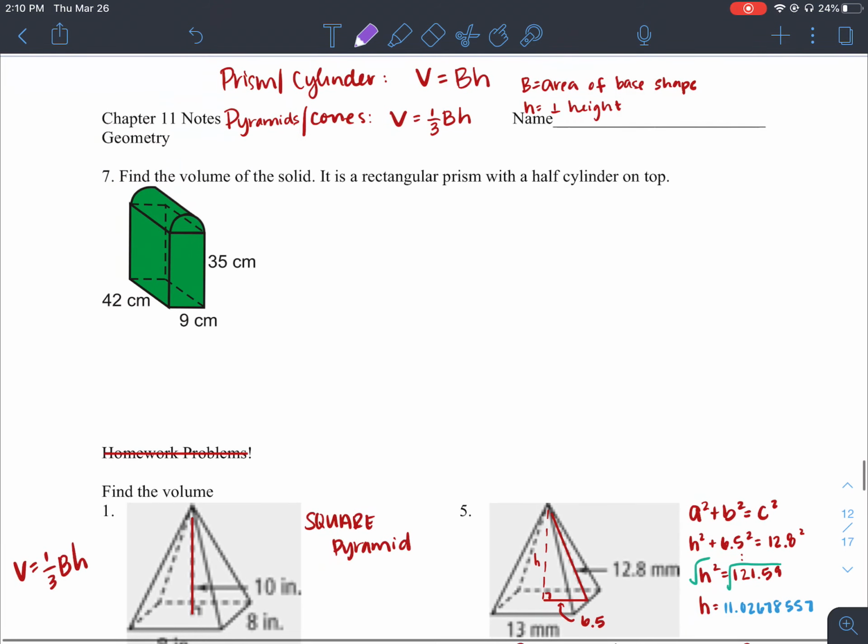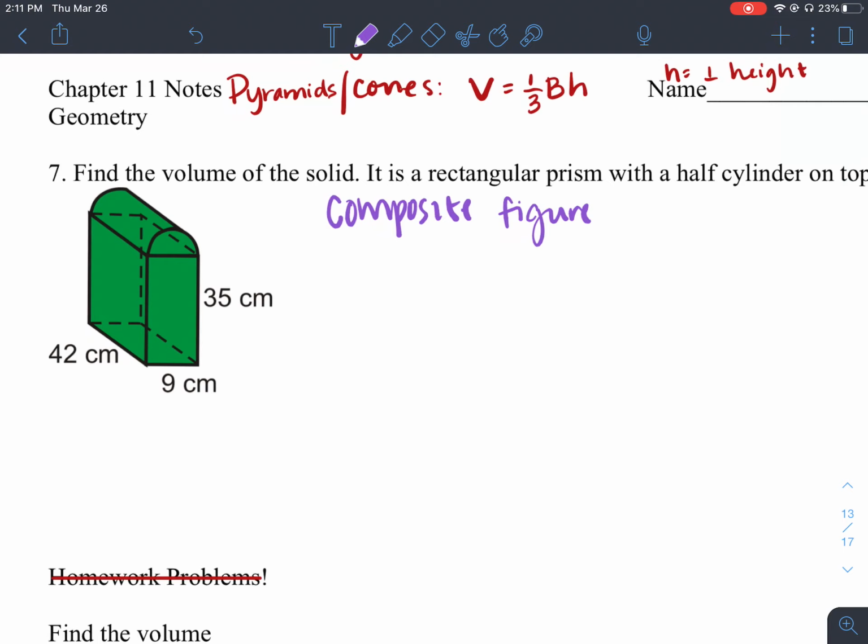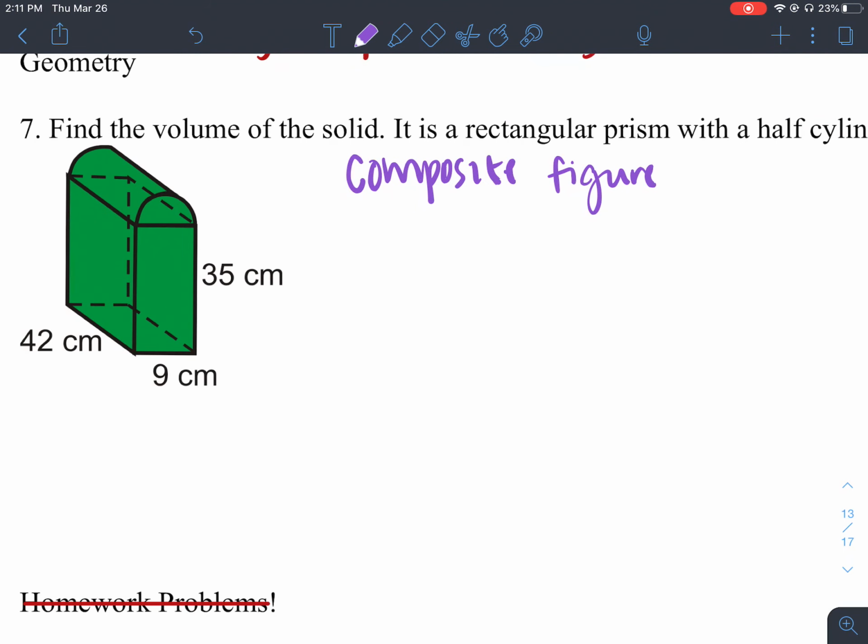So what I want to do is go back up and do number 7. And number 7 is, remember, what we would call a composite figure, because it is the mushing together of two different shapes. And for volume of composite figures, it's pretty straightforward. Find the volume of each individual piece and then add them together and you get the volume of your total figure. So this composite figure that we have is made out of a prism on the bottom and then a half cylinder on the top. So that rounded dome right there, that's that half cylinder.